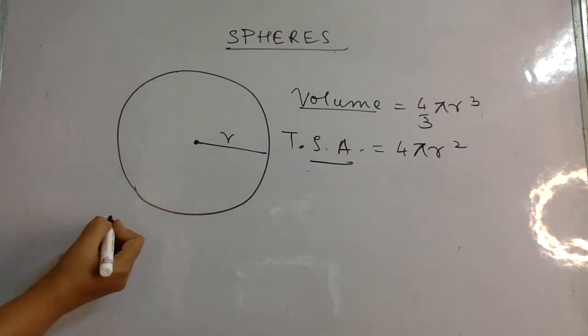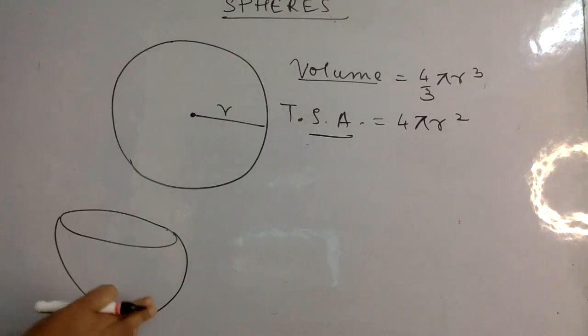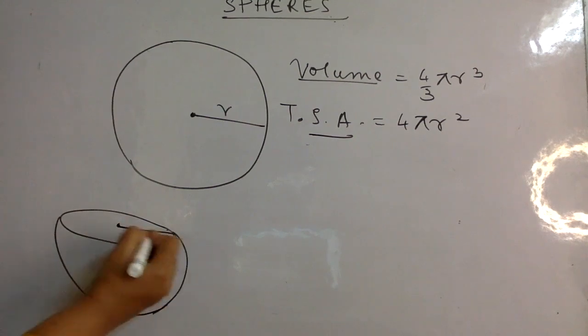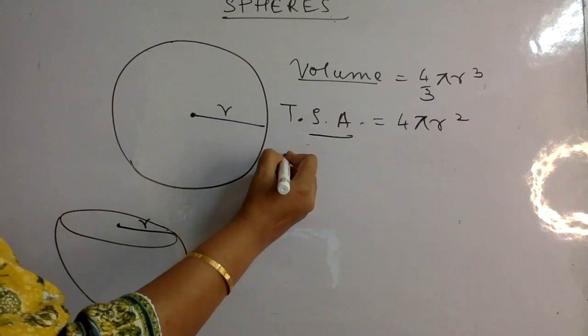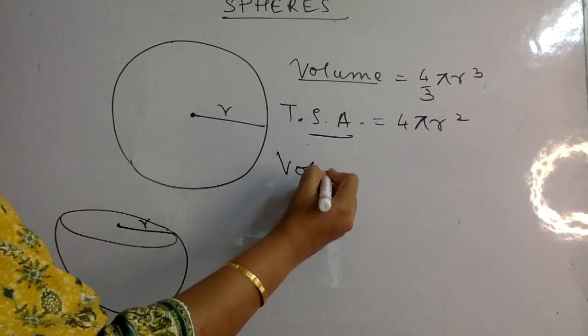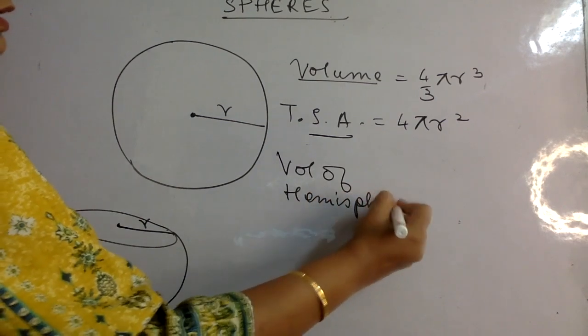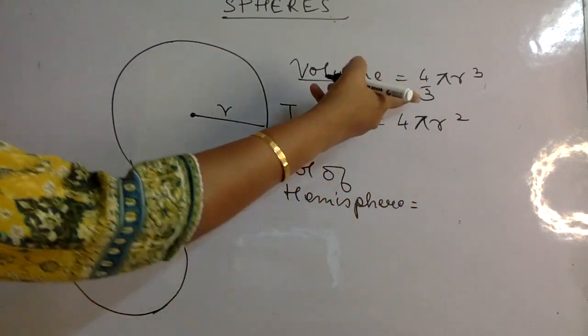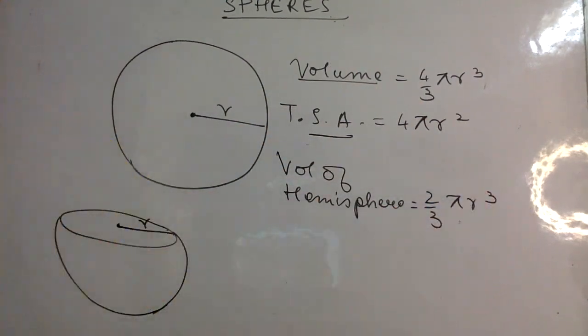What would be the surface area of a hemisphere? Now this is a hemisphere. You already know that we talk about a hemisphere all the time when we talk about the earth, the southern hemisphere, the northern hemisphere. So this is nothing but half of the sphere. When we have half of the sphere, the volume of the hemisphere is equal to, just divide this by 2. If we divide this by 2, we get 2/3 pi r cube, right?